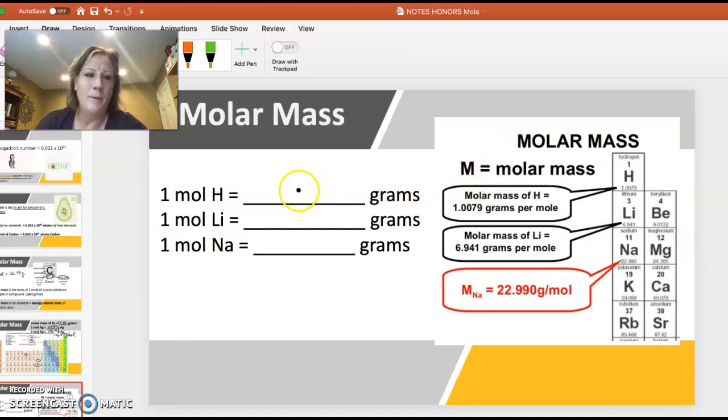Maybe that's a little too much, but here's another example. Hydrogen on your periodic table, everything goes, I think, pretty much to the hundredths. So 1 mole of hydrogen would be 1.01 grams. 1 mole of lithium is 6.94 grams. And then 1 mole of sodium is 22.99 grams.